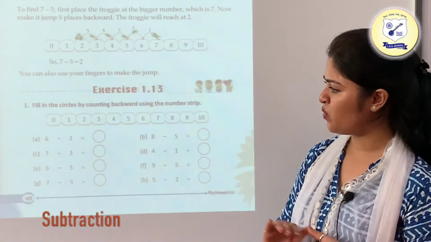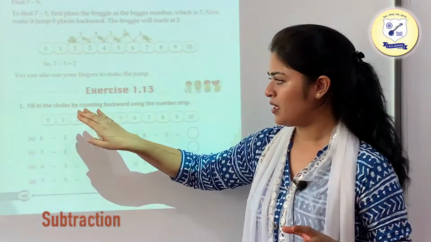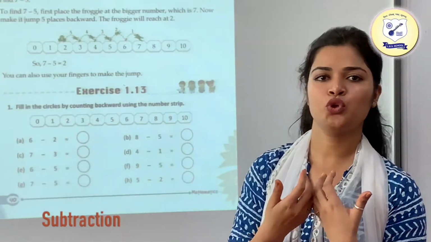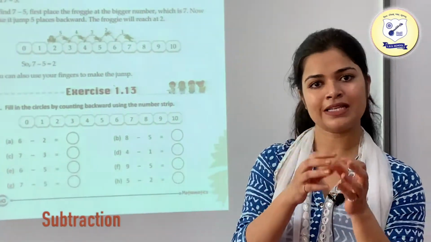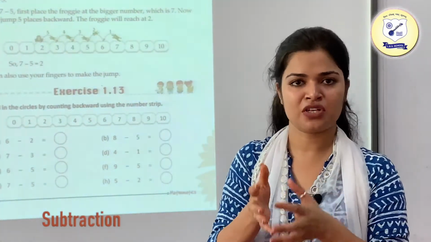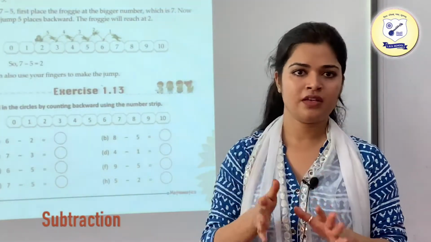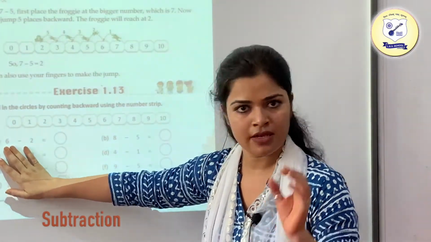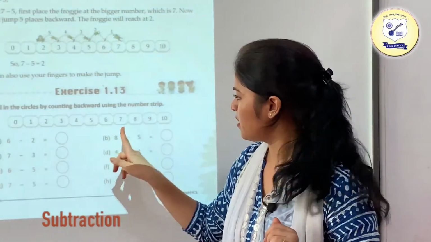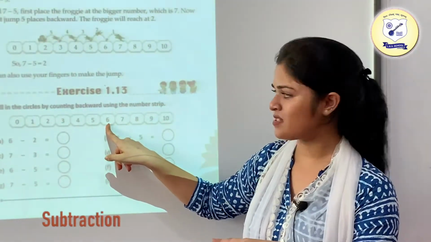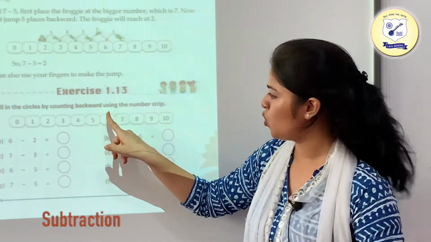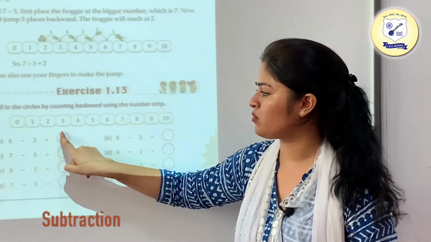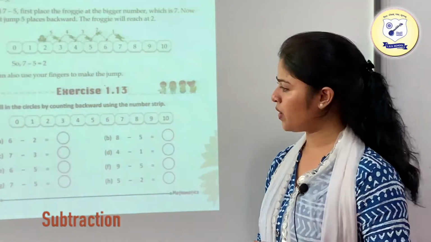Next exercise with us. For that you can use either your number strip or your fingers, but I'll suggest you use your fingers because it is actually less time consuming, and you will get your answer fast. Like I'm having 6 and I'm going to subtract 2 from it. So I'm on this 6 number and I'm going to subtract 2. So just move 2 steps backward, 1 and 2. So the answer is going to be 4. So write down 4.